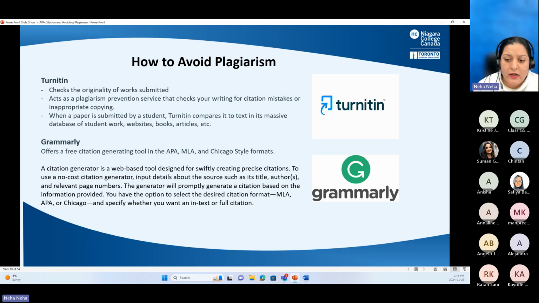So this is how these software tools would help you to avoid plagiarism in your assignments or research papers.